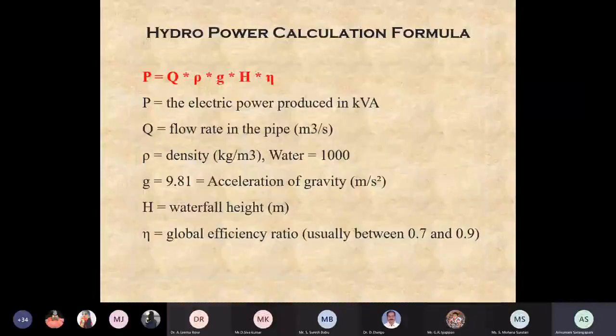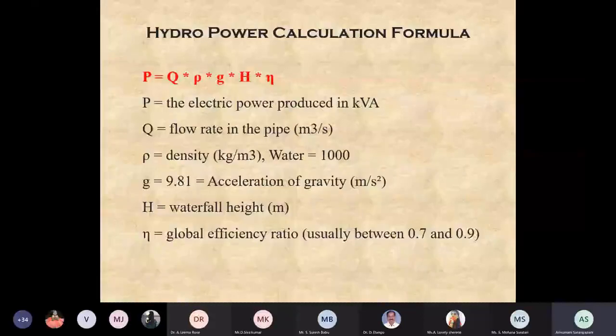So this is the principle. Next, this is the hydropower calculation formula. This is the formula to calculate how many megawatts we are going to install in our unit. So P is equal to Q rho g H into efficiency. P is the electric power, and Q is the discharge which is going to be taken to that pipe or diverted through the tunnel or pipe. Rho is the density of water, that is 1000 kg per meter cube. And g is 9.81, the acceleration of gravity. And H is, as I told, the waterfall height, or head as the technical word.